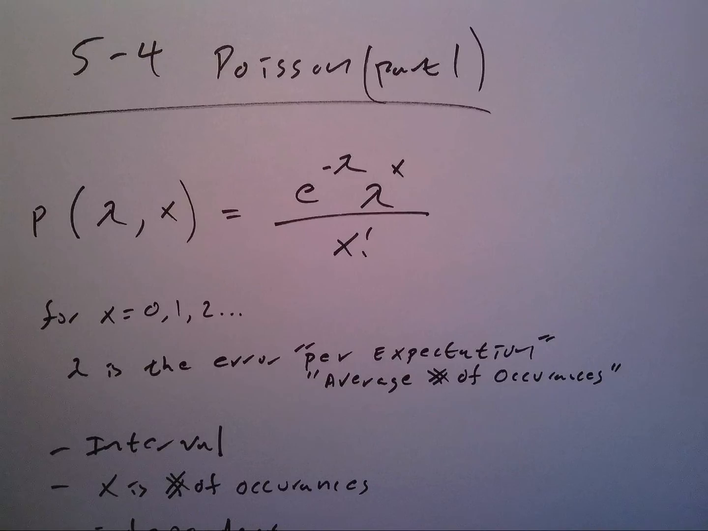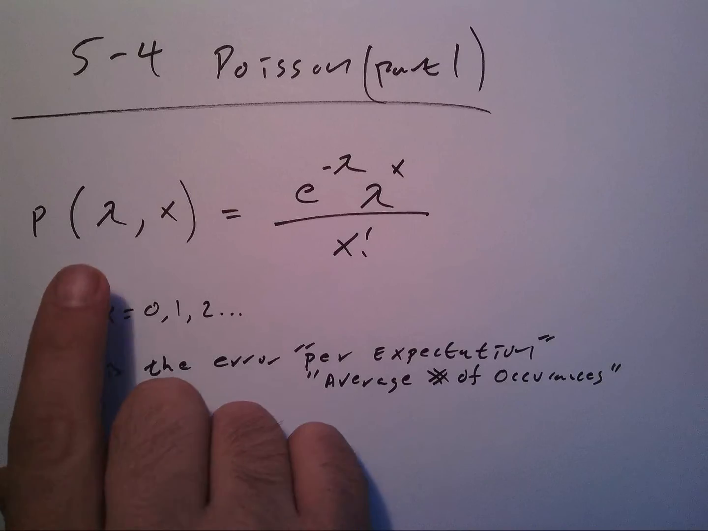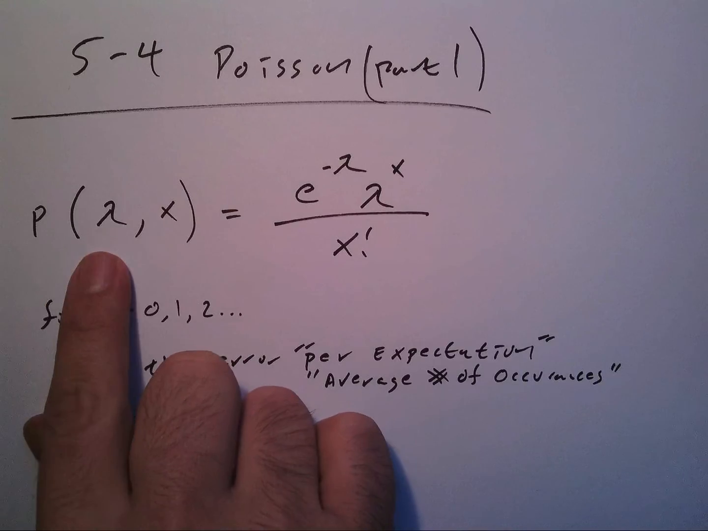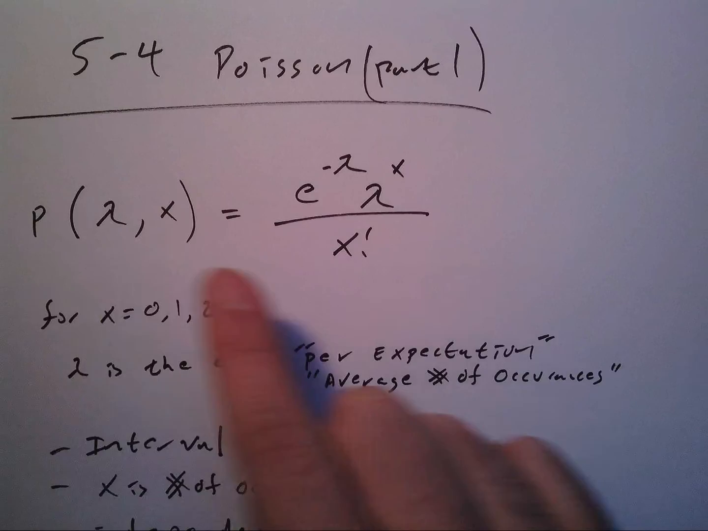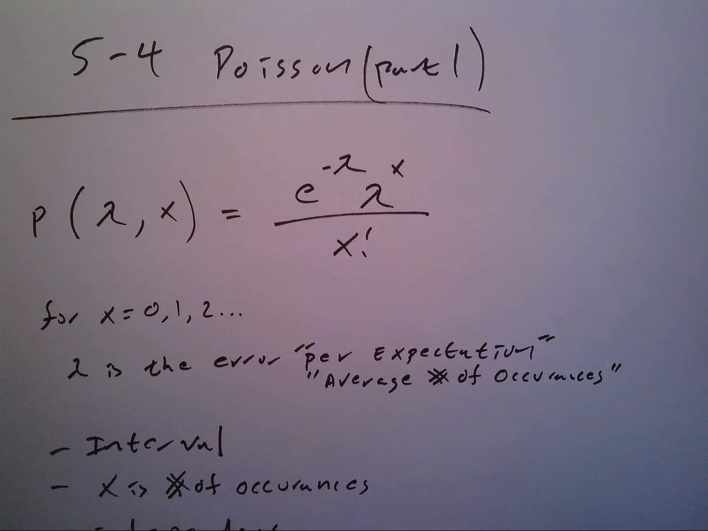Alright, so this is 5.4, Poisson distribution. That's Poisson as in the French way to say fish, not poison. Now, the Poisson distribution needs two variables. It needs lambda, lowercase Greek letter lambda, and x. And this is the formula for it.